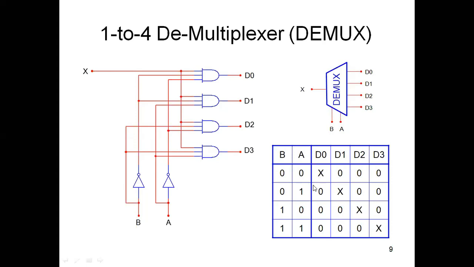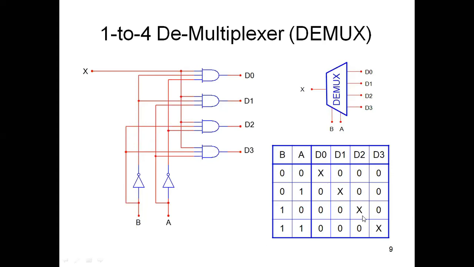And there are two input selection lines. Based on that, I can choose for D0 either 0 or 1. And for D1 also, I will choose either 0 or 1. D2 either 0 or 1. And D3 either 0 or 1. So for this, we will consider a 1 to 4 demultiplexer.